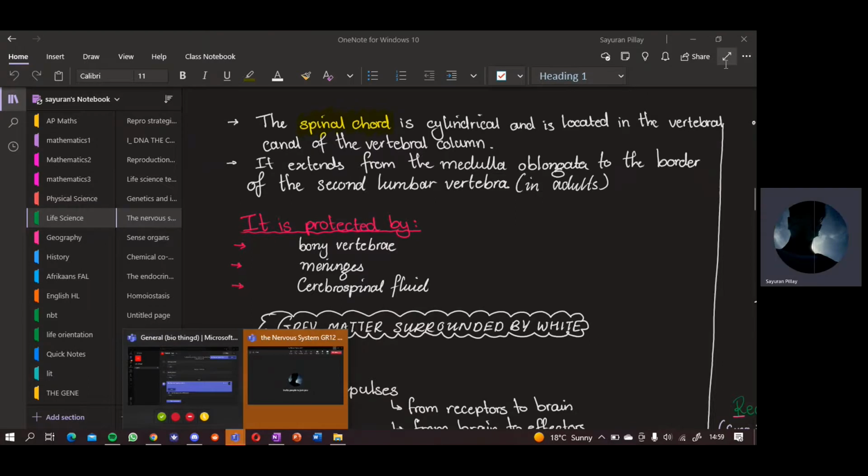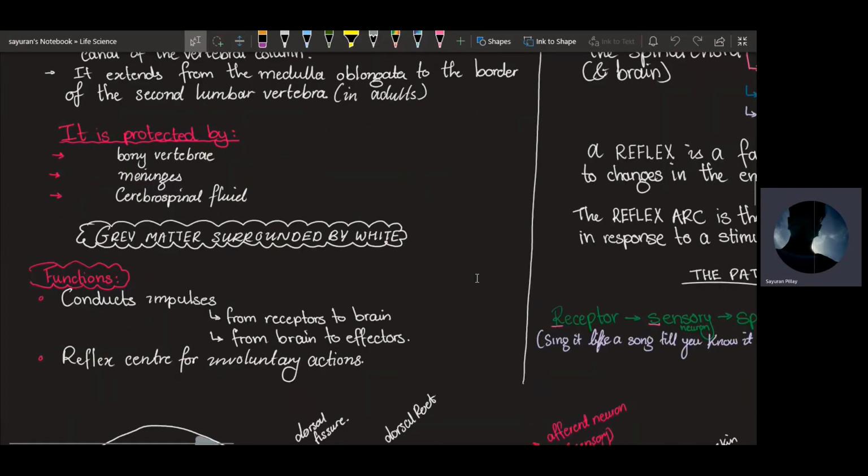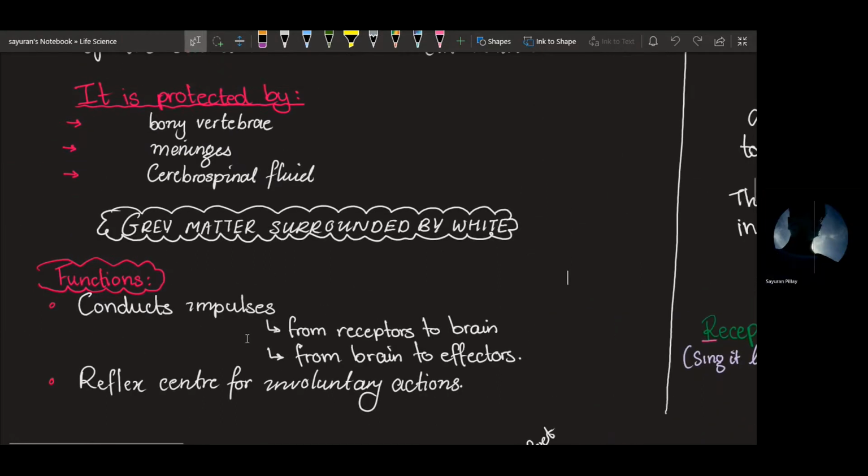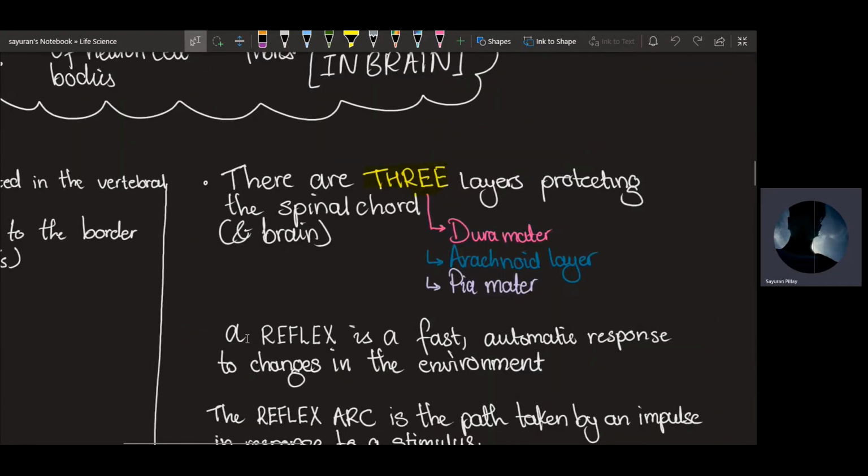And it conducts impulses from the brain to effectors, muscles and glands, as we spoke about earlier. Okay, so the spinal cord also acts as a reflex center for involuntary actions, which we are going to study in detail now, right? Let's do that.